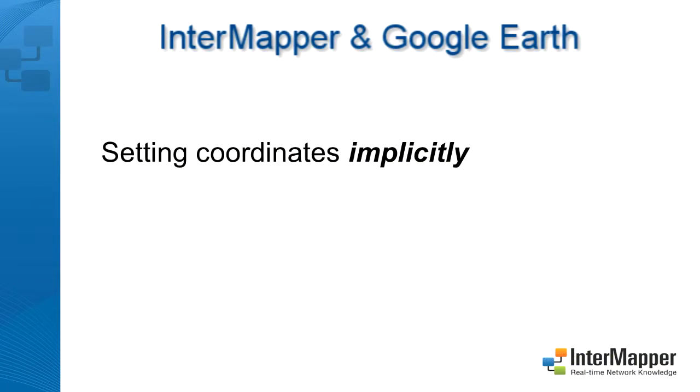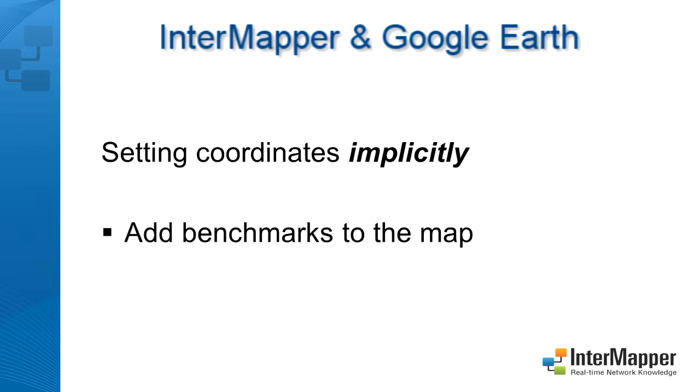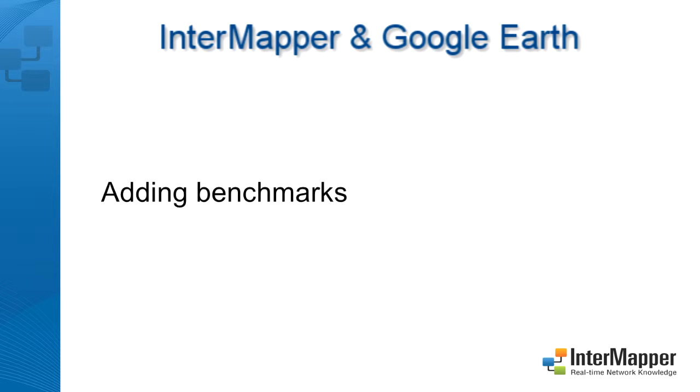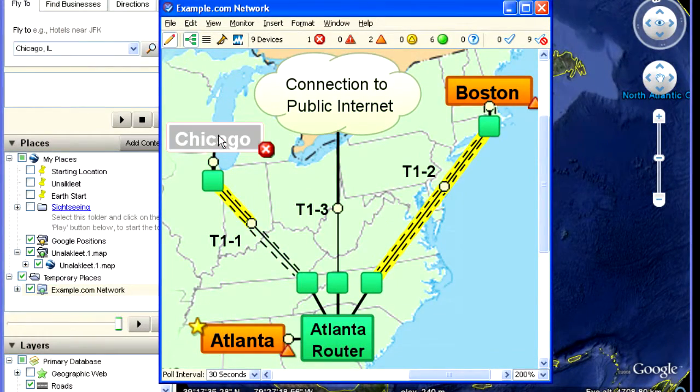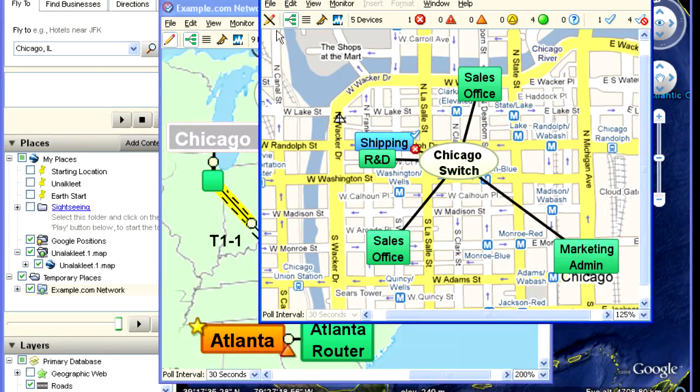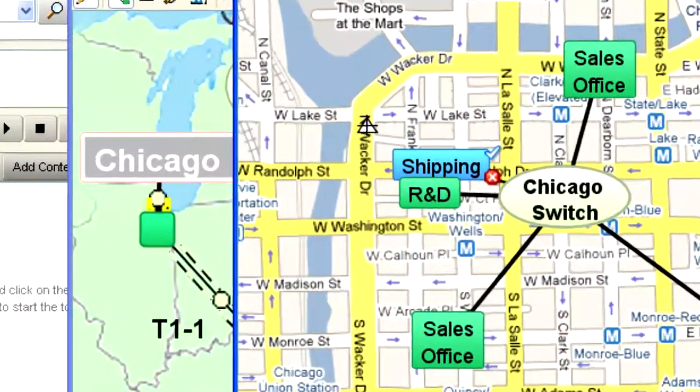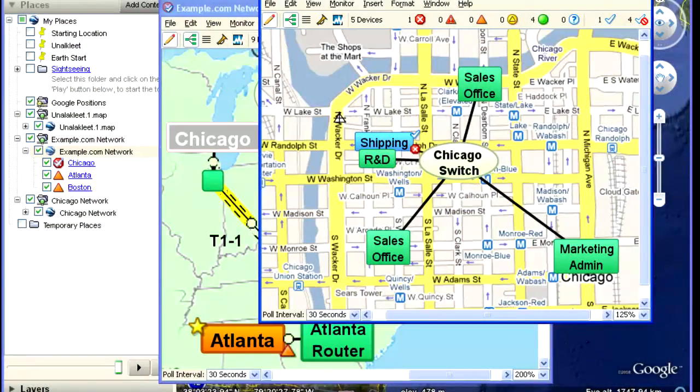Setting coordinates explicitly is the most accurate way to provide coordinates, but it's a little more involved. You can also set coordinates implicitly by defining 2 points on a map, each with its own latitude and longitude. These points are called benchmarks. InterMapper then computes the coordinates of devices relative to the benchmarks. On this map of Chicago, I've already set a benchmark at North Wacker and West Lake. Now I'm going to set one at North Michigan and East Randolph.